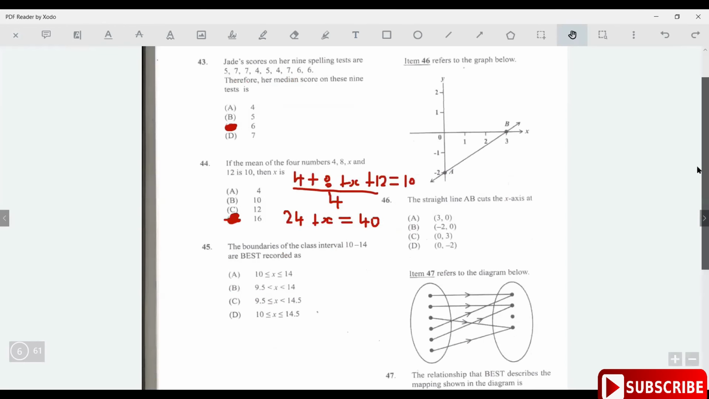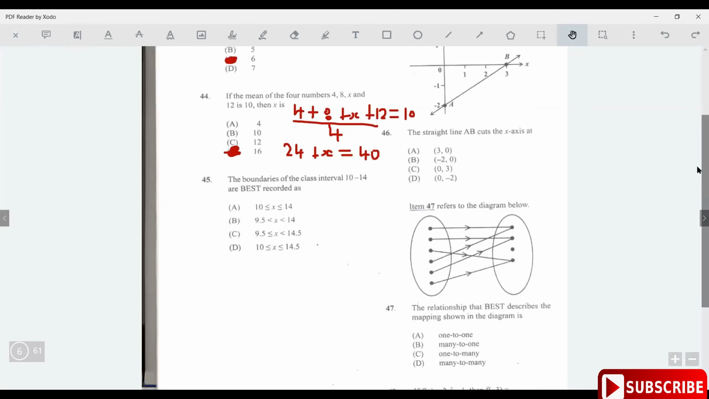Nice. Question 45. The boundaries of the class interval of 10 to 14. Now the boundaries start from 0.5 before the class given, so it's going to be 9.5, because 9.6 can be rounded to 10 and 9.7 can be rounded to 10. And so the boundary starts from 9.5 and it goes up to 14.5, which is option C. Easy question.